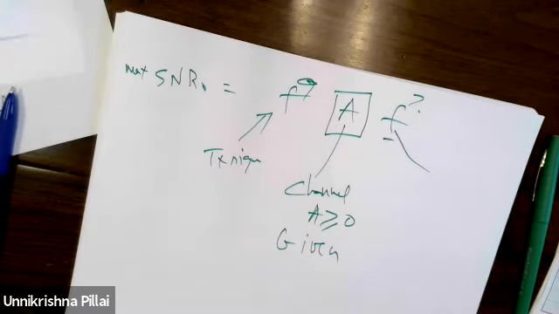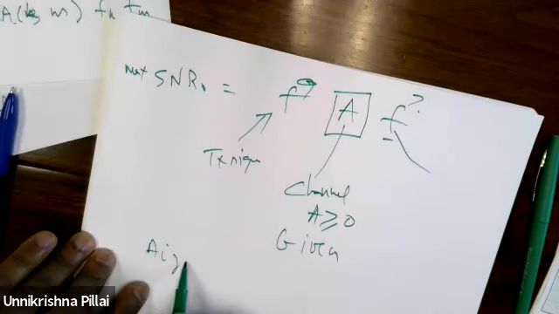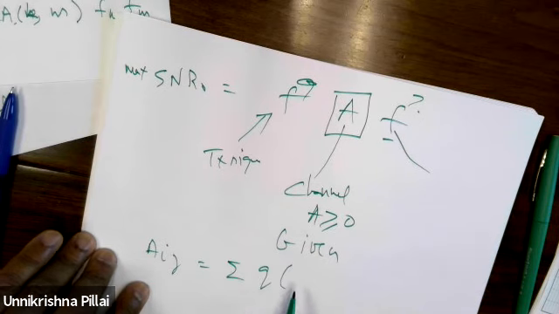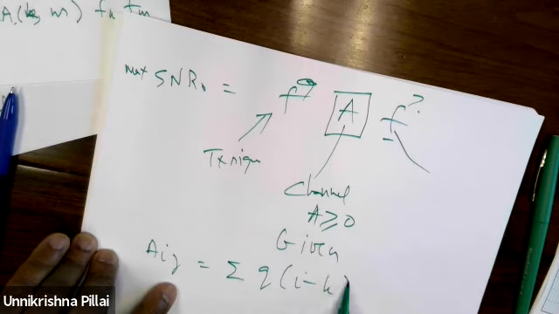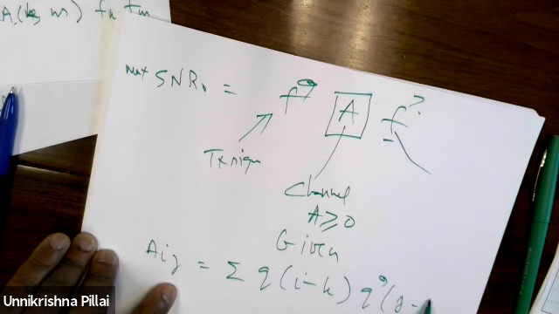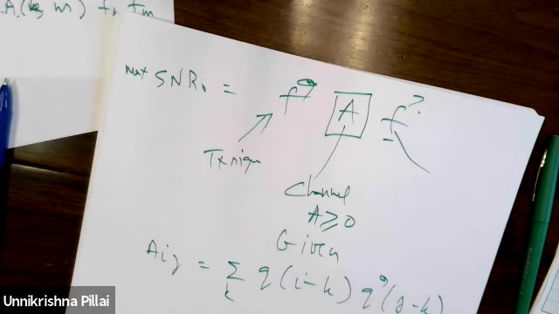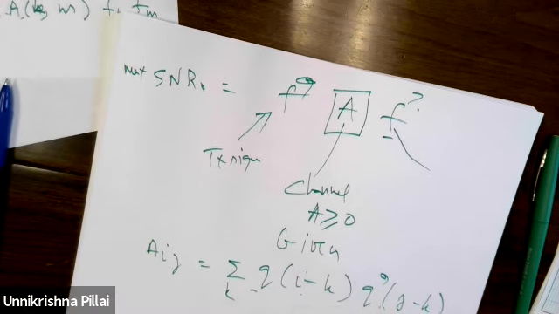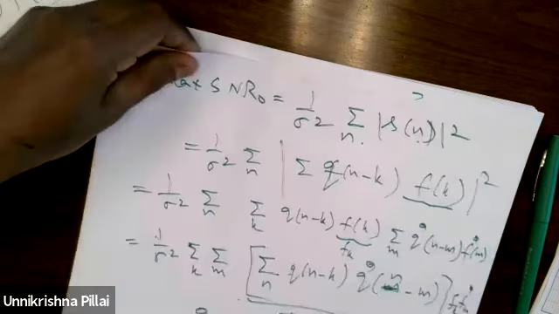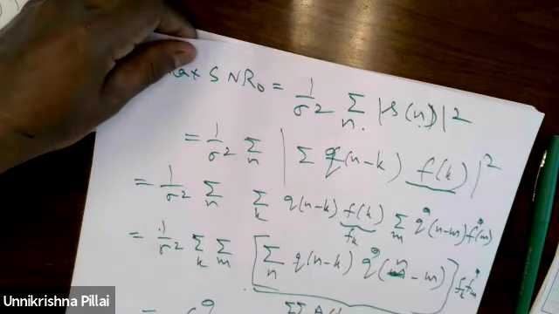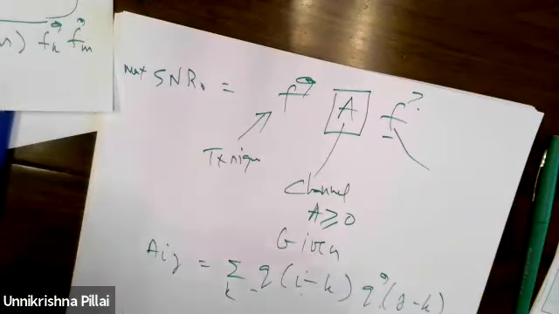So you can compute Aij is going to be summation Q I minus K Q star J minus K. I'm just copying from here. So we can compute this matrix if I give you the channel. Anybody has an idea? We went through this. How do you maximize this? If A is a positive definite matrix, how do you maximize F transpose AF? Anyone?